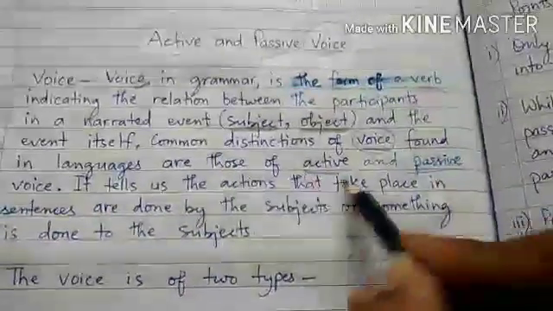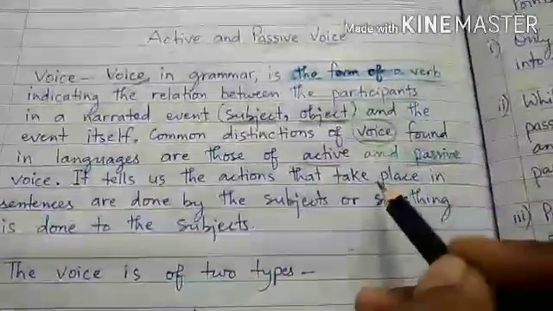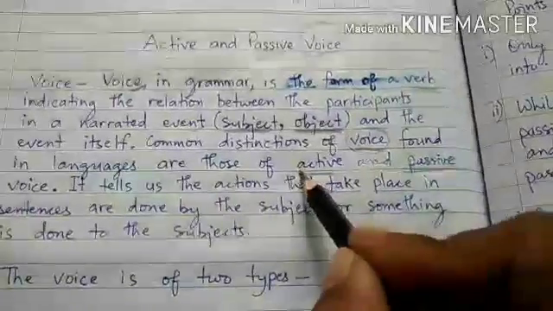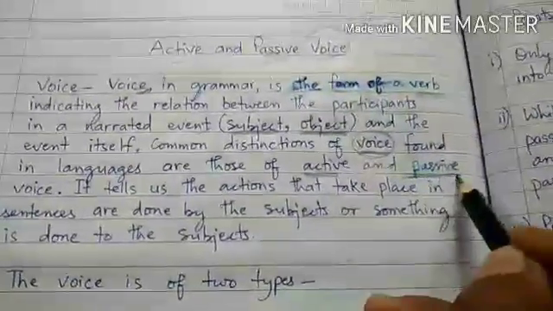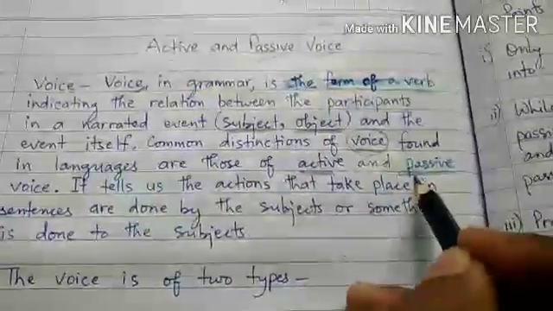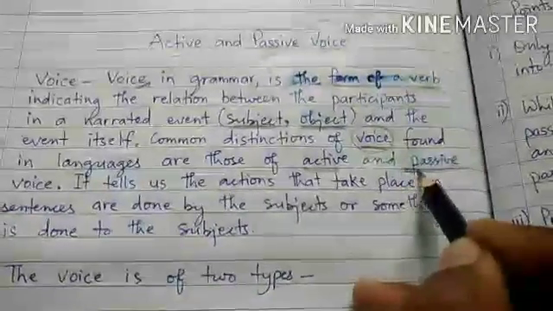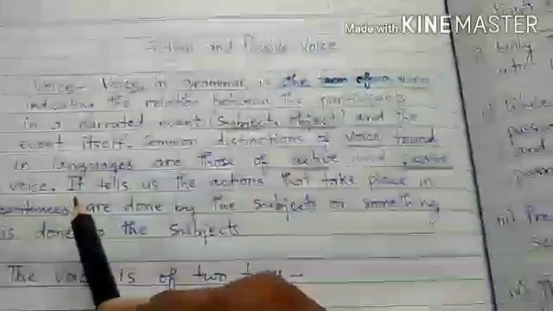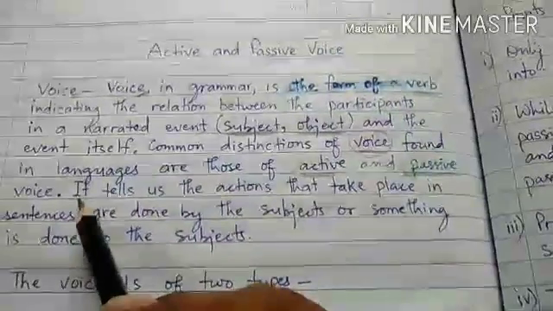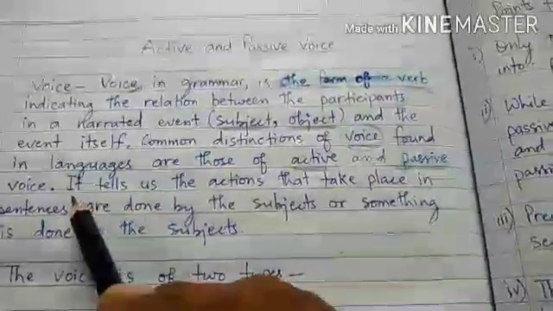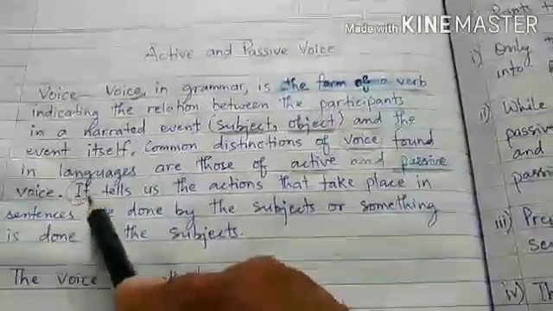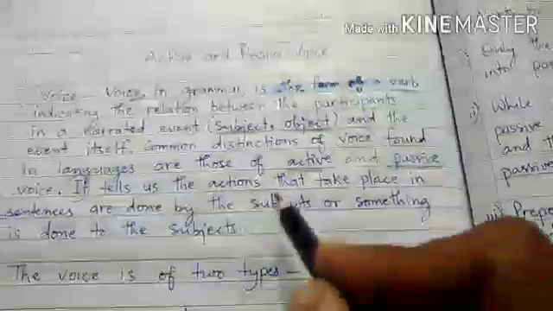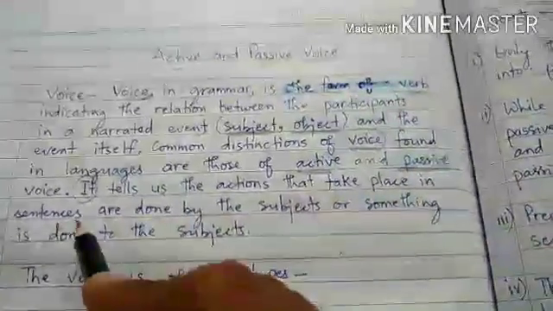Now active and passive voice are the kinds of voice. There are two types of voice. One is active and another is passive voice. Now what is active and what is passive voice, that we have to understand in this video. Okay, so further we have to understand the definition of voice. It tells us the actions. That means voice tells us the actions that take place in sentences.